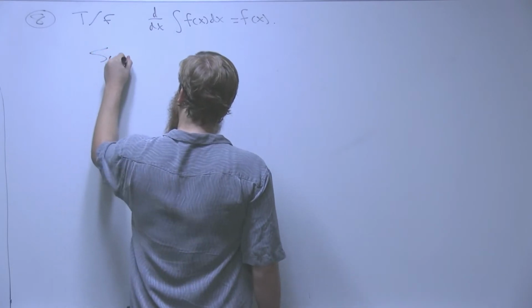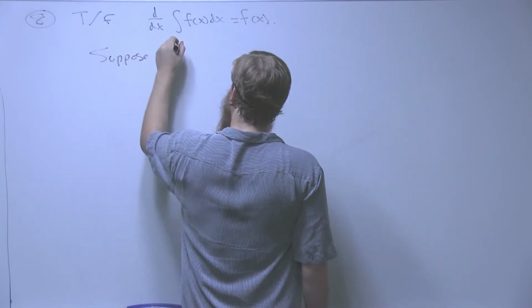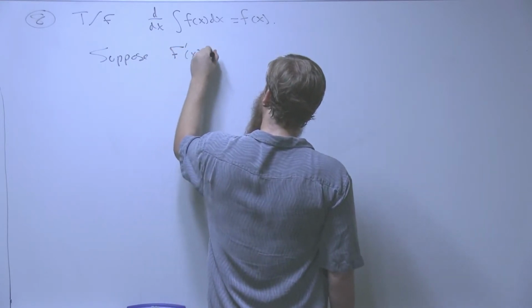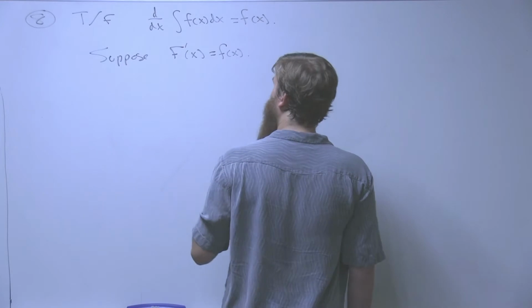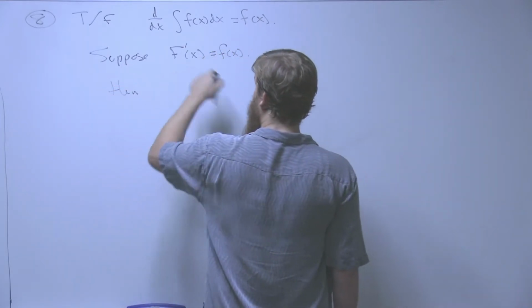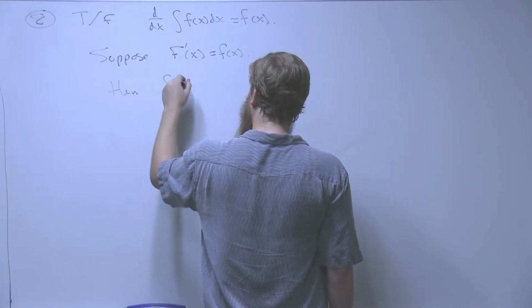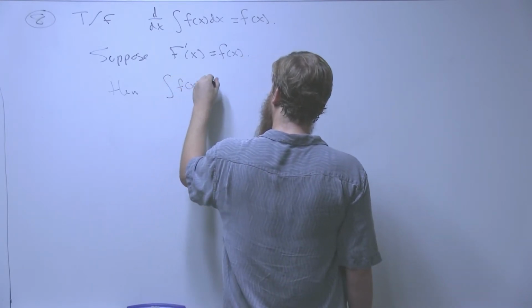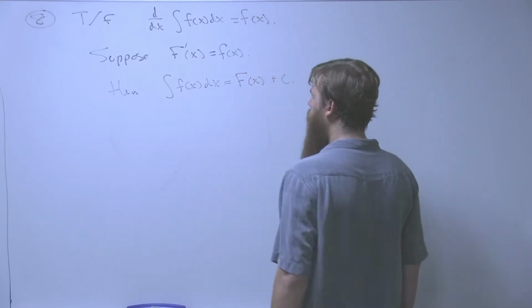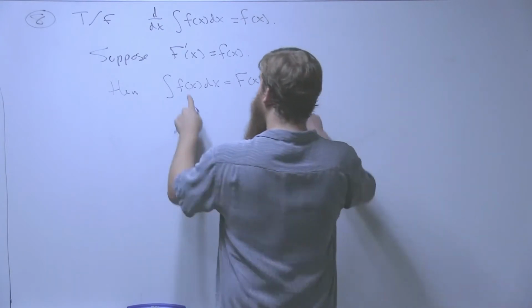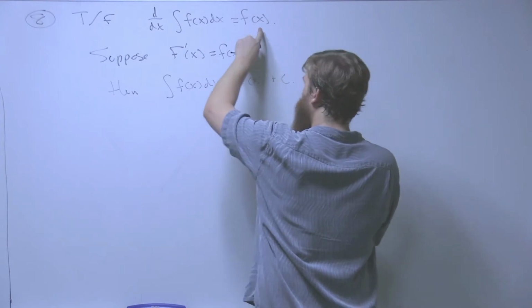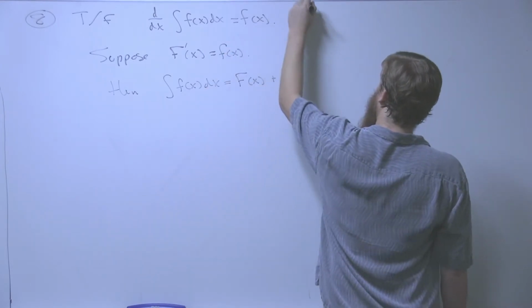Suppose little f has antiderivative capital F. In other words, suppose capital F prime is equal to little f of x. Then, in other words, capital F is an antiderivative for little f. Then the indefinite integral of little f dx is equal to capital F of x plus c, right? So we can take this piece and put it in here and see if what we get out is little f of x.